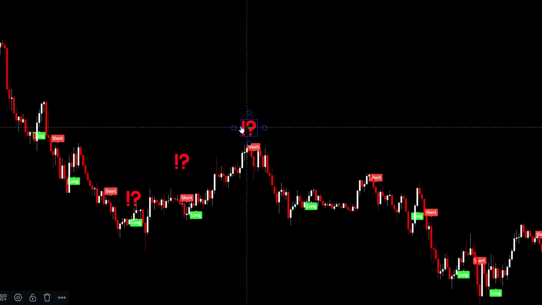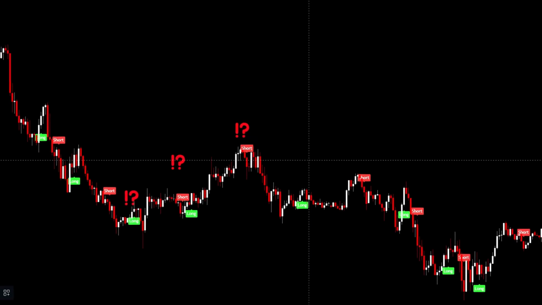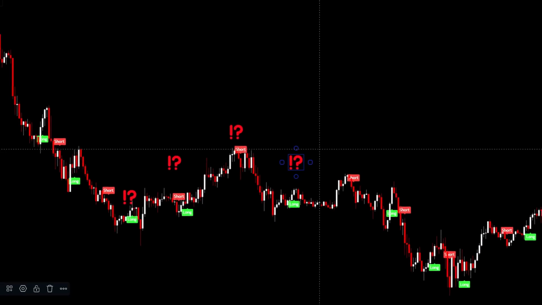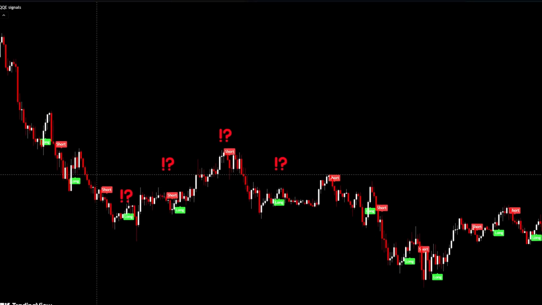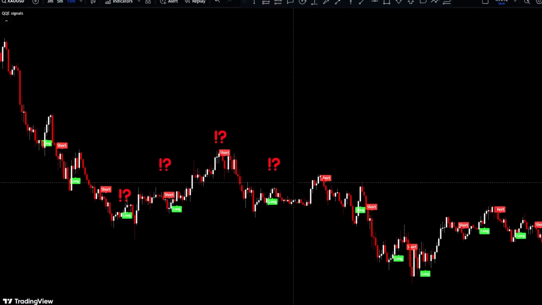We need to optimize our indicators and look for confluence, meaning we want to see multiple signals aligned to give us higher probability trades. We need to filter out false signals. So now we've got QQE signal on the chart.